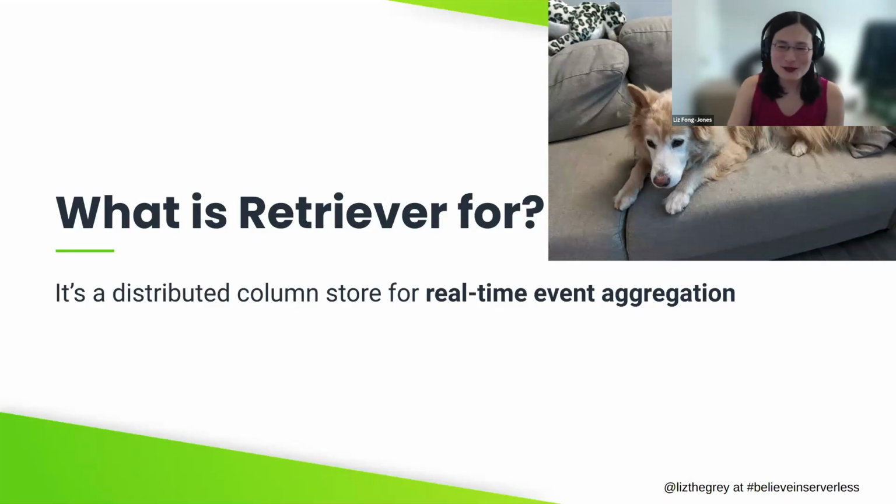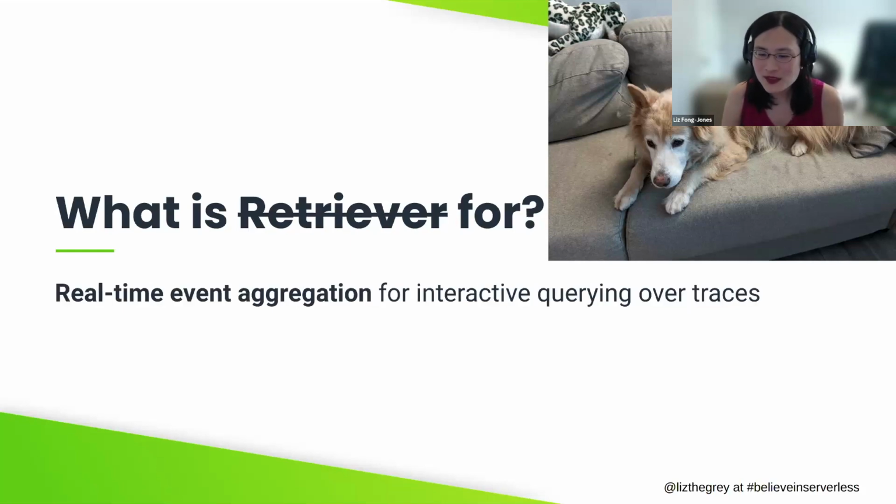I don't know whether that's universally shared, but in the case of Honeycomb, Retriever is our distributed column store that allows us to aggregate telemetry events in real time. And when we talk about telemetry events, what do we mean? We mean data that is flowing from people's applications, whether it be data about what your serverless applications are doing or any other kind of application that you're running.